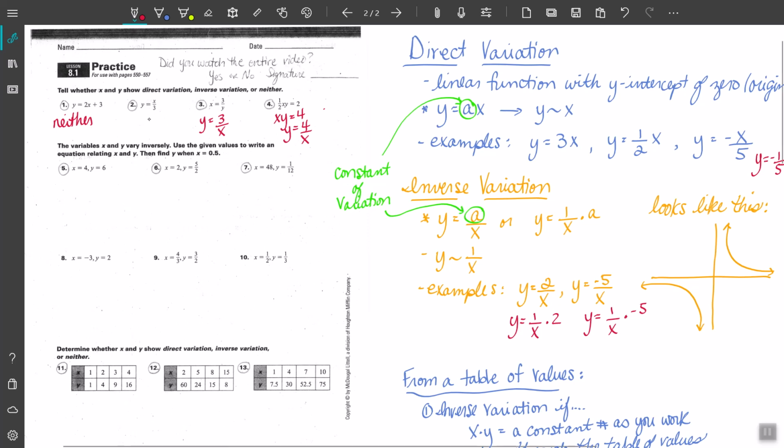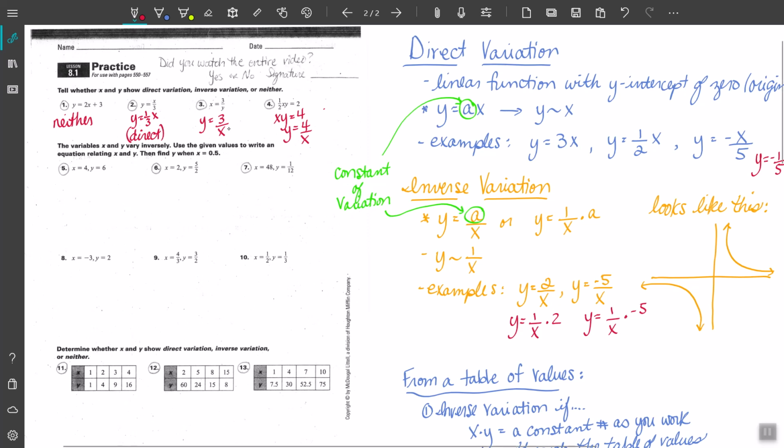Over here, y equals x over 3. You can pull the 1/3 out and see a little more clearly that y and x are varying directly. So x is being divided by that 3, not the other way around. Okay, and so our constant of variation is 1/3. That's our a. This shows direct variation.